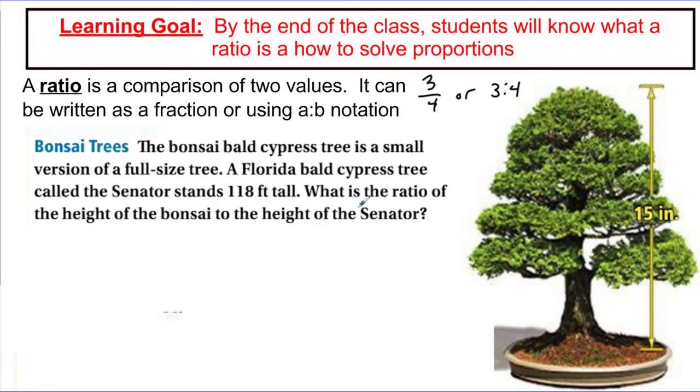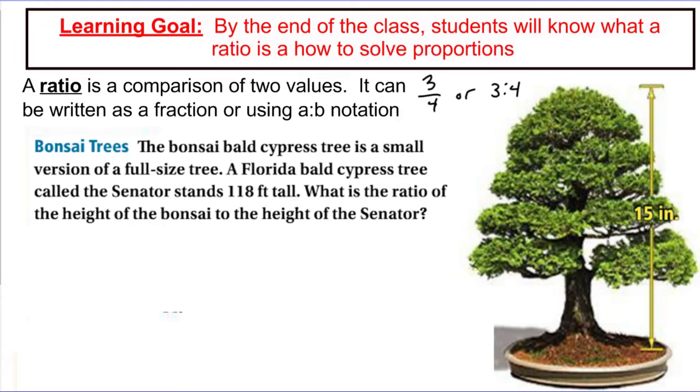Let's take a look at this example just to see how to do this comparison. They're talking in this case about a bonsai bald cypress tree, which is kind of like a mini little tree. And they're comparing that to a full-size tree, which in this case they're referring to as a senator tree. They want us to compare these values using a ratio of the height of the bonsai to the height of the senator tree. Here's the first important thing: when we're comparing values using ratios, it's important, in most cases, that they be in the same units. If you notice, the bonsai tree on the right-hand side is in inches, and when they talk about the senator tree, they're talking about it in feet.